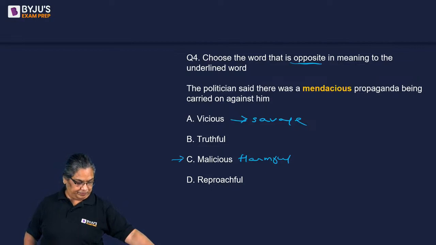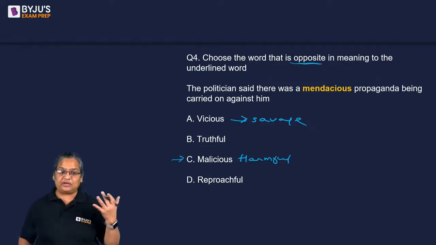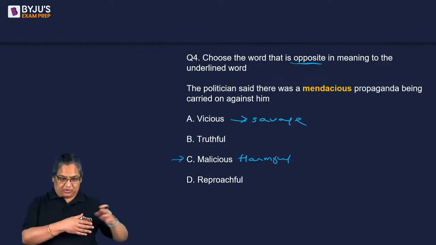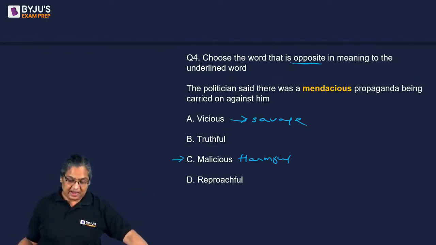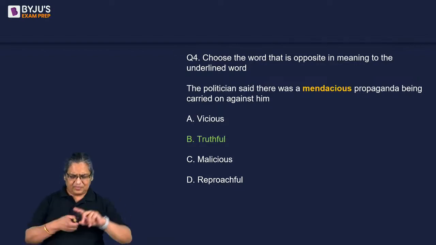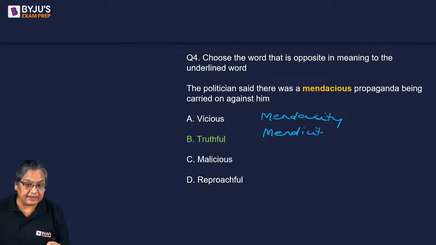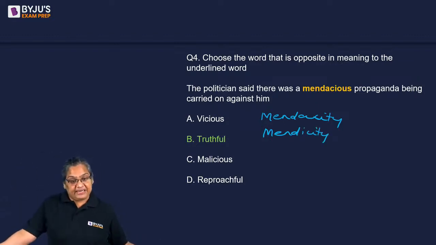MIS means hateful. A misanthrope hates mankind. Maladroit, not good, bad, not adept. Malevolent means harmful. Mendacious means lying, not truthful. Excellent. Let me ask you, then what does mendacity mean? Mendacity and mendacious are related. Mendacity means lying.